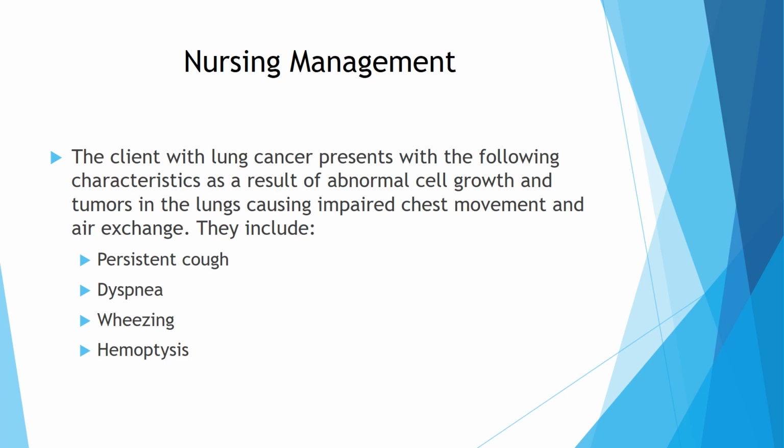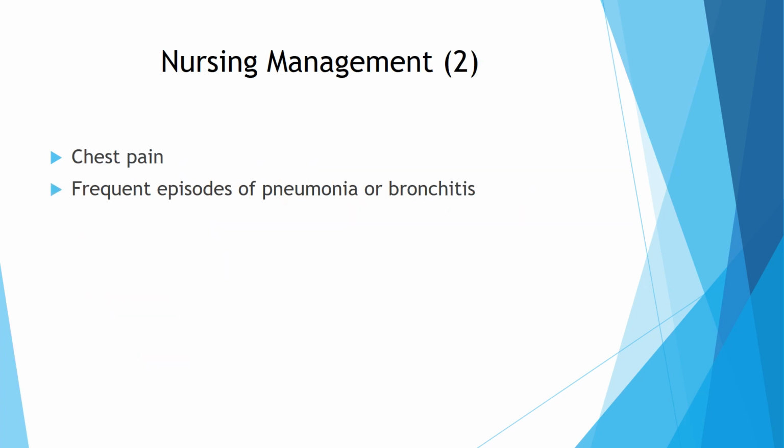So, nursing management. The client with lung cancer will present with the following characteristics as a result of abnormal cell growth and then tumors in the lungs causing impaired chest movement, and therefore impaired air exchange. They will include a persistent cough, difficulty breathing. They will be wheezing, and then hemoptysis. They will have chest pain. There will be frequent episodes of pneumonia or bronchitis.